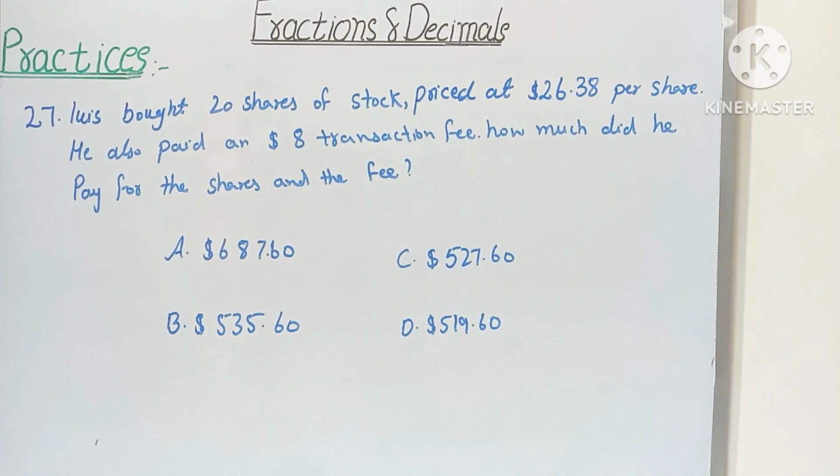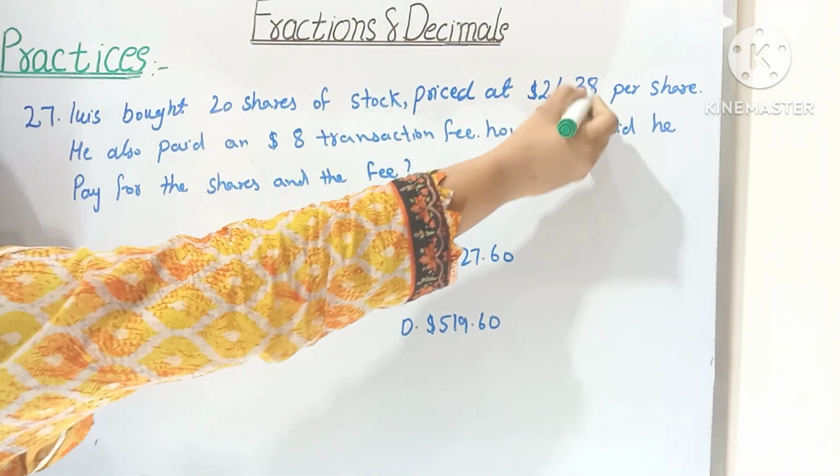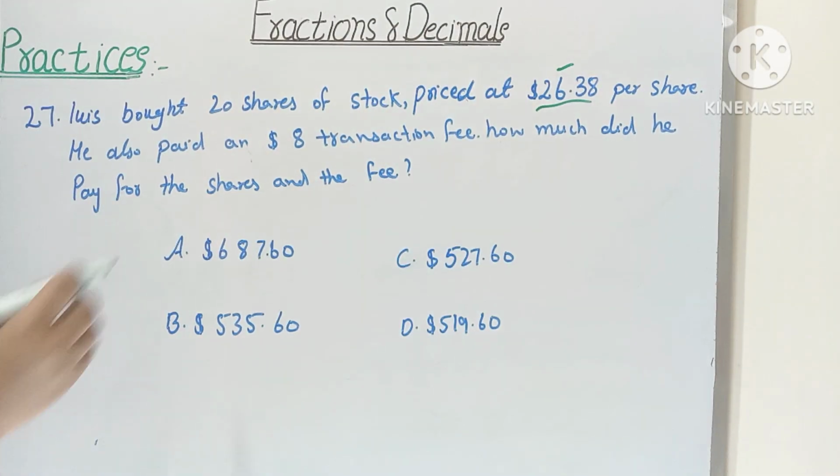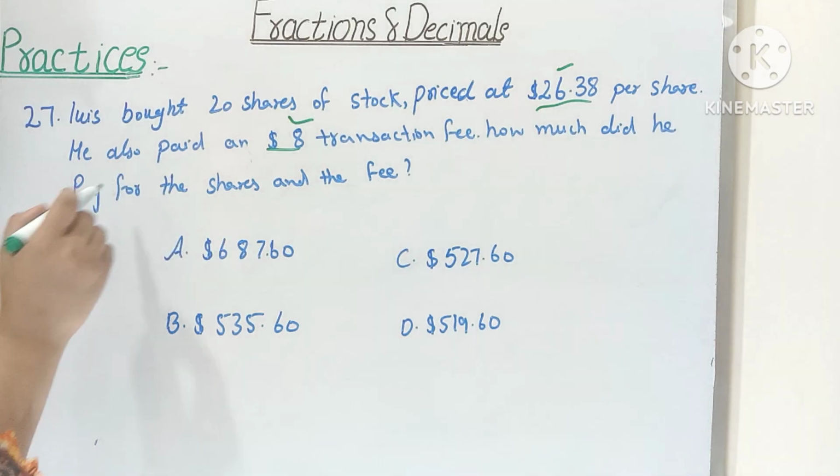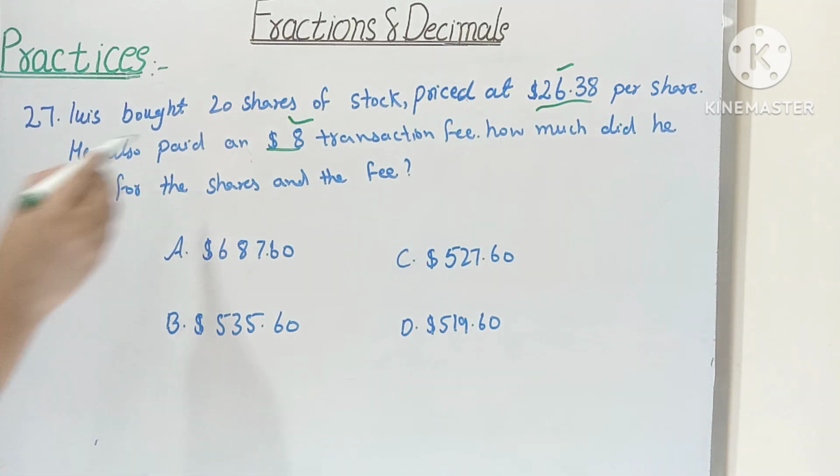Question number 27. Lewis bought 20 shares of stock priced at $26.38 per share. He also paid an $8 transaction fee. How much did he pay for the shares and fee? Calculate the cost of the shares. The cost per share is $26.38 and Lewis bought 20 shares. So what will we do?